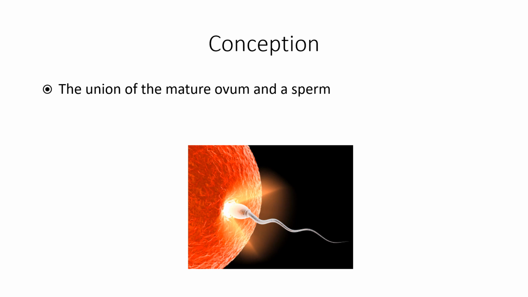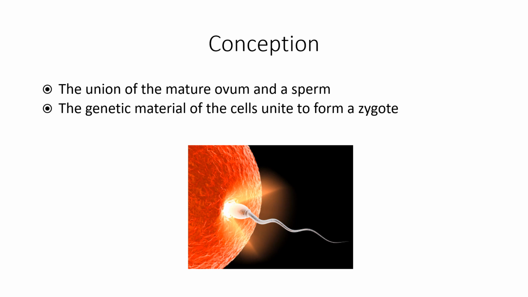So let's start with conception. Conception is very easily defined as the union of the mature ovum and a sperm. So the mature egg from the female and a sperm from the male, when those two come together, you get conception. When you mix the two of these together, the genetic material of the cells unite to form what is referred to as a zygote. So when these two come together, at first it is a zygote.